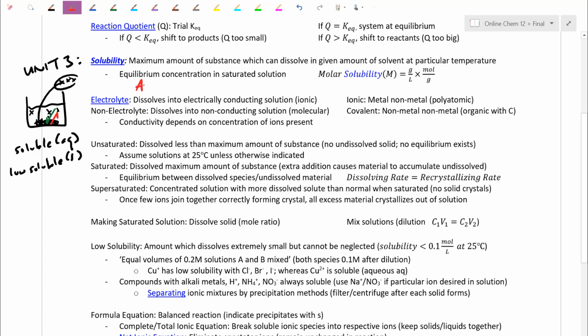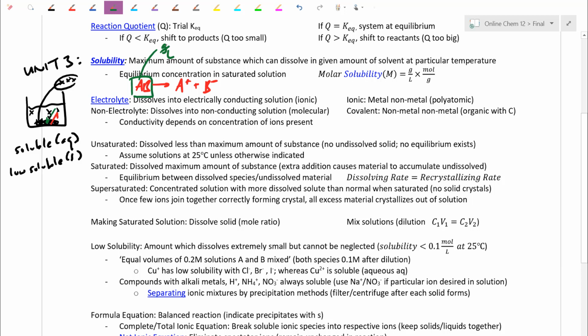Let's say I have an AB salt. Upon dissolving, let's say it becomes A+ and B-. That could very well be A2+, B2- as well. At least here it's a 1-to-1 ratio. Solubility is always a number that describes a salt, and very commonly the units are grams per liter. So how many grams do you manage to dissolve before saturation happens?